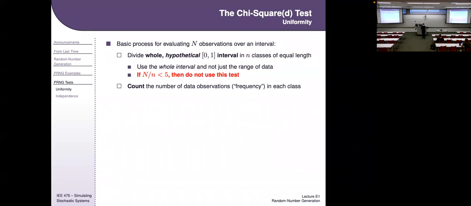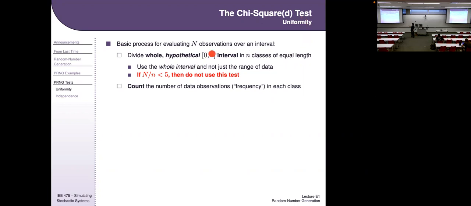So on a midterm, I would just tell you how many classes. I may not tell you to do the chi-squared test. I might say, let's use 4 intervals to test the hypothesis of uniformity for these numbers. If I give you 20 numbers, then you would expect roughly 5 in each of those 4 intervals. And that's kind of what we're saying here.